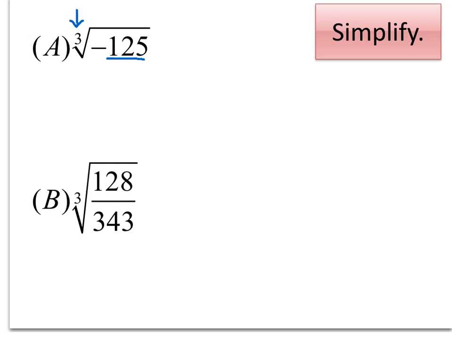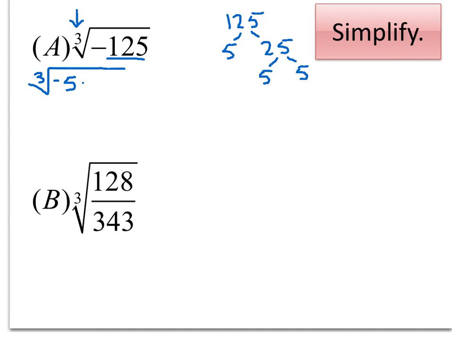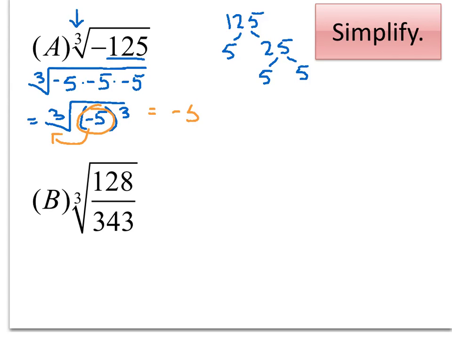Now first we're going to look at the number, and we're going to do the prime factorization of this number, and then we're going to focus on the negative in just a second. So 125 is 5 and 25, 25 is 5 and 5. So I can rewrite this, make sure you don't forget your index here, as negative 5 times negative 5 times negative 5, or simply negative 5 cubed. Therefore, the negative 5 will hop out, and I'll just be left with negative 5.